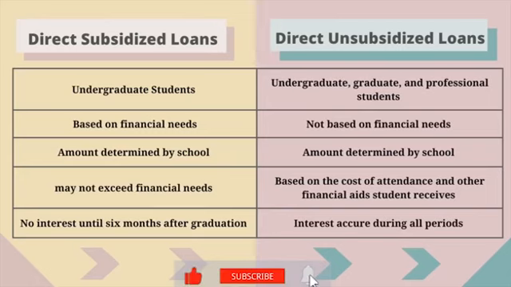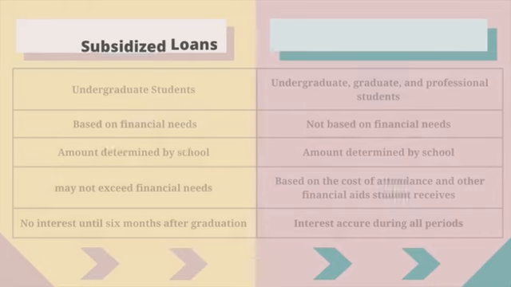Now, let's talk about direct unsubsidized loans. It is for undergrad, graduate, and professional students. It is not based on financial needs and is calculated based on cost of attendance and other financial aid the student receives. Interest will accrue during all periods the loan is being taken out.